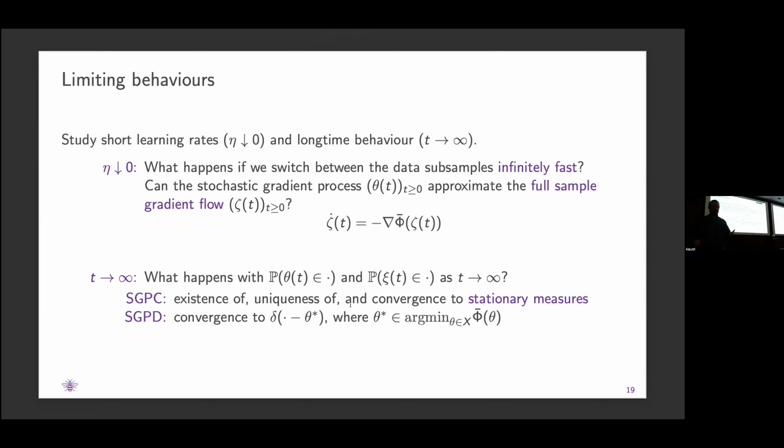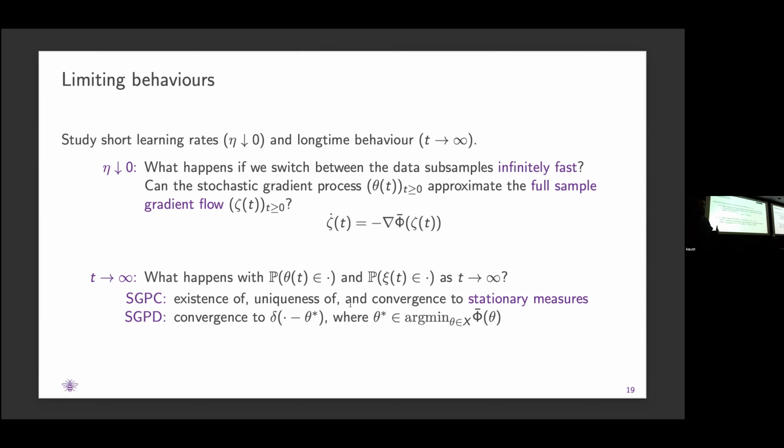So now, there are two interesting limiting behaviors. The first question is: what happens if I have a homogeneous, constant learning rate and then let eta go to 0? There I would hope that my process approximates the correct gradient flow, which we actually do see on the next slide.